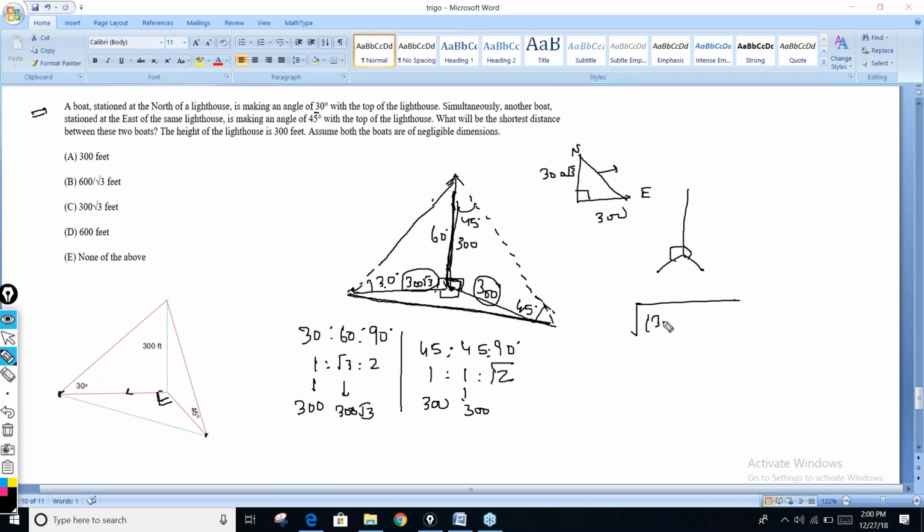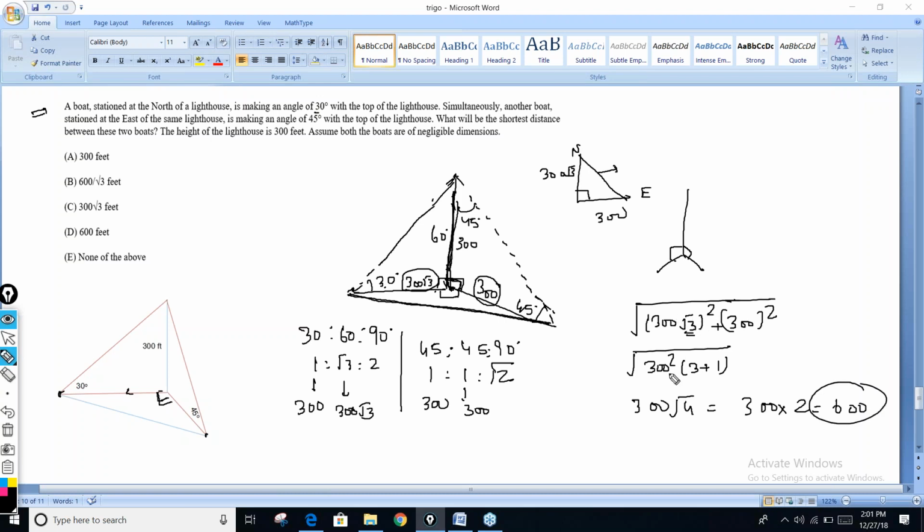So the answer will be 300 root 3 whole square plus 300 square. Can I take 300 square common? So I'll get 3 plus 1 inside, that is 4, and the answer comes out to be 600. So do not open it, take 300 square out and the calculation will become easier. So what is the distance between these two boats? These two boats will be 600.